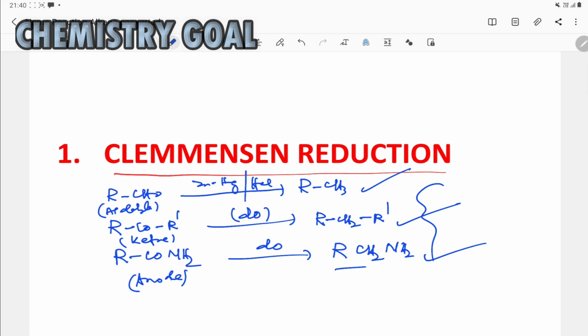Here, no change of amino group, but C=O converts to CH2. Here reduction, in this case the loss of oxygen takes place and the compound becomes an alkane derivative. So this reaction is called Clemmensen reduction.